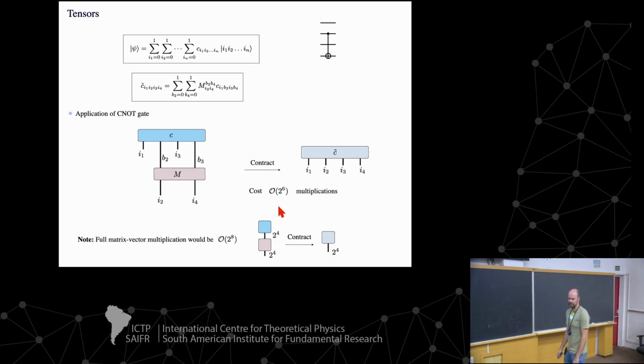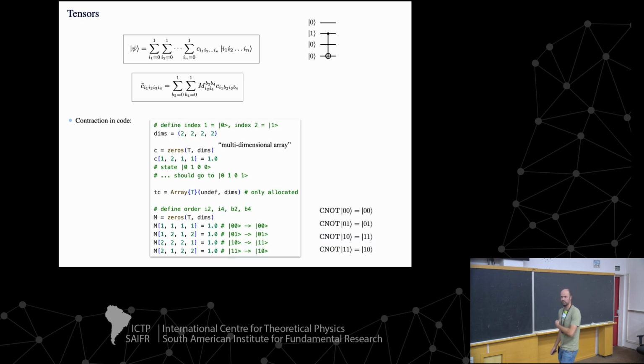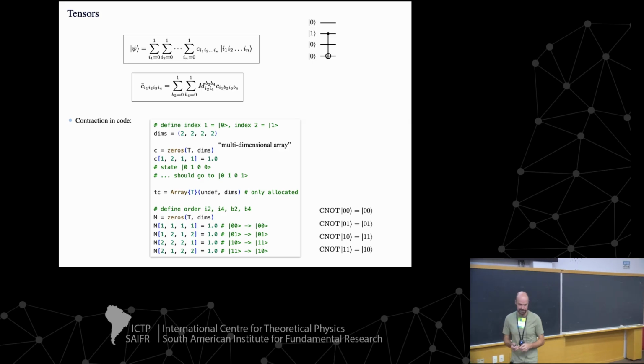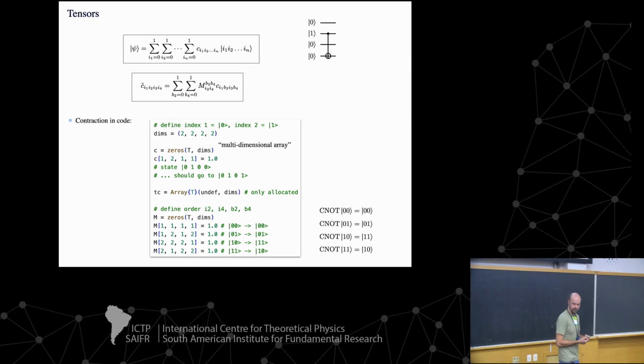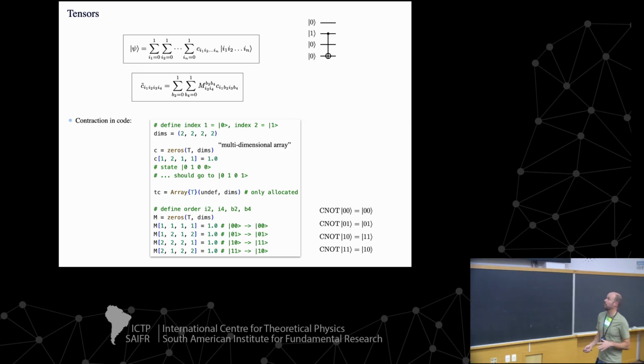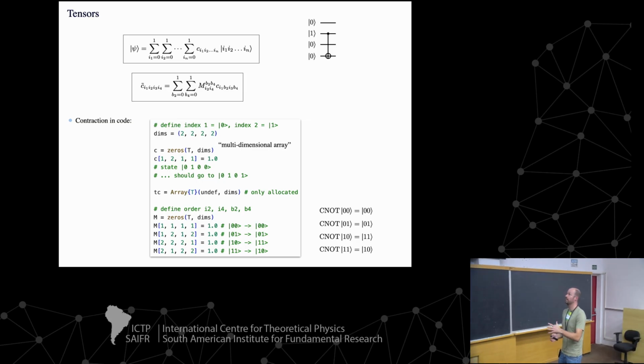Okay, I want to spend just a few slides to show you how one would write a code to do this type of tensor contraction ideas. So I want to stay with this example of this simple 2-qubit gate applied to my state. Right, so now if I define my state tensor, which I call C here, I now define this really as not a state vector, but as a multidimensional array.